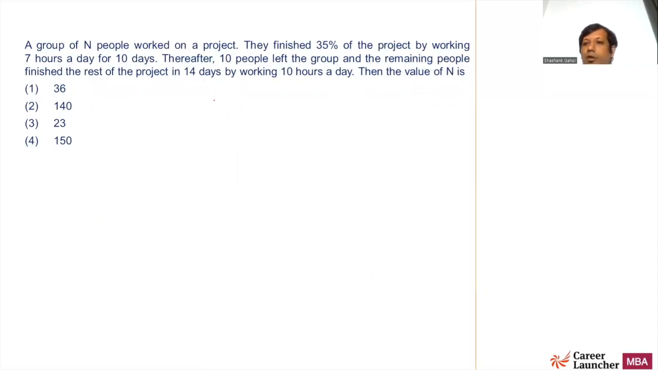Okay, so when we have a lot of people working on some particular project, there is a formula in time and work, that is M1 upon M2 is equal to W1 upon W2 into T2 upon T1. So I'm directly going to use this formula. Initially how many men were there, I don't know. N people were there. Finally 10 people left, that is N minus 10.